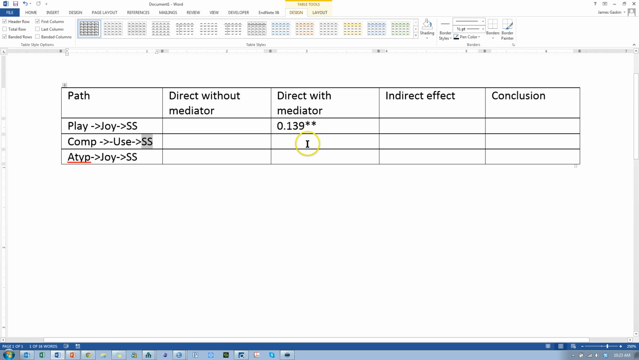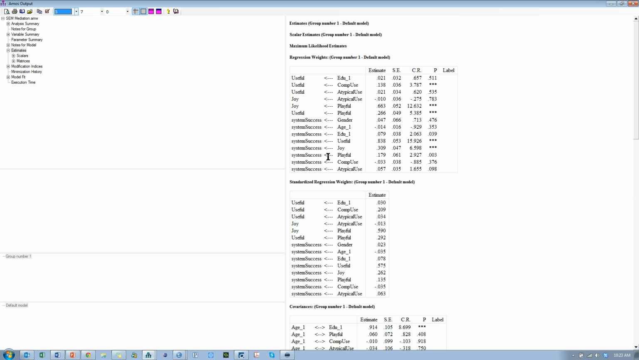Have I lost anybody? Yeah. Okay, 0.035, negative, and not significant. Oh, don't worry about it. You're probably not the only one who's lost.